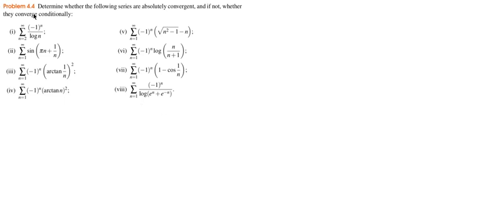Problem 4.4. Determine whether the following series are absolutely convergent, and if not, whether they converge conditionally. Okay, so we have 8 series, and all of them are of alternating terms. As you can see, almost all of them have the term (-1)^n, so that implies that every term will have a different sign, right?